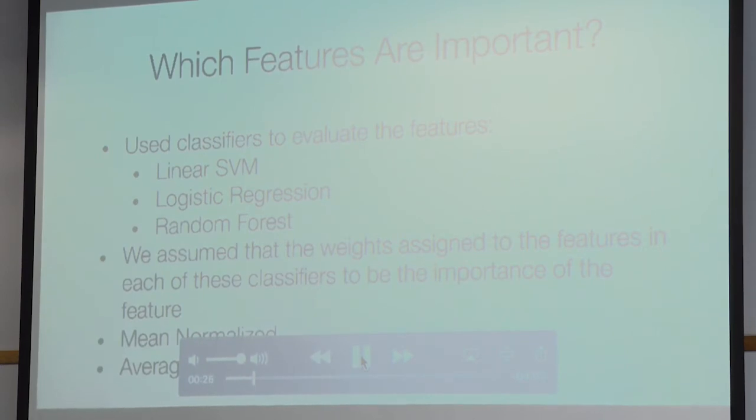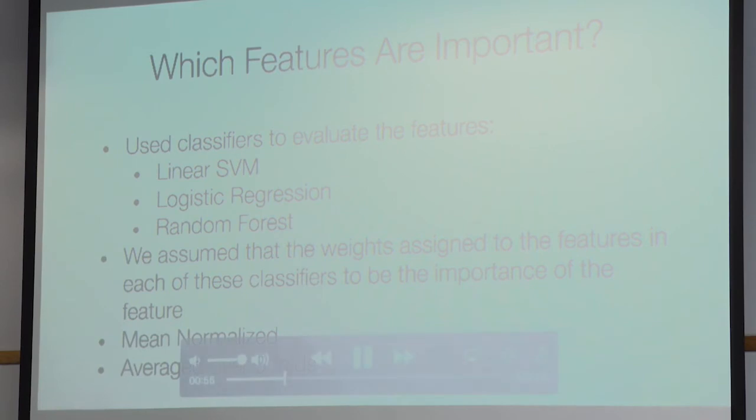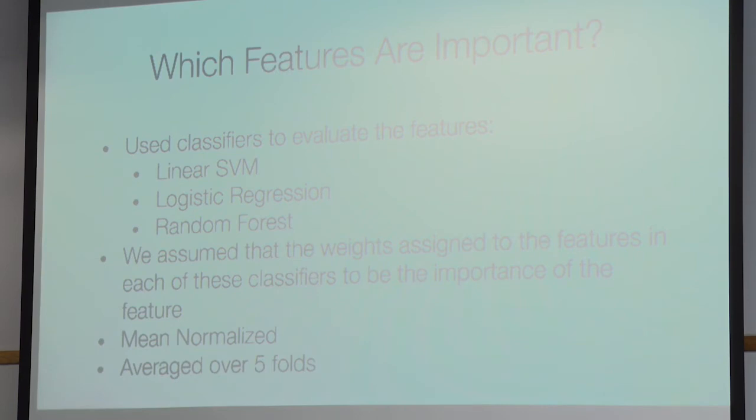First of all, we looked at which features are important. For that, we used different classifiers. We used the linear SVM, logistic regression, and random forests. So the SVM and regression fit a hyperplane to the data. So the coefficients of the hyperplane describe a vector that's perpendicular to it. Hence, the larger the coefficient of a feature, the closer the hyperplane is to the axis, and the more significant the feature is. In a random forest, at every level, we choose to split the data along the feature that decreases the impurity the most. The amount of impurity that we reduce by splitting the data along a particular feature can be thought of as the importance of the feature.